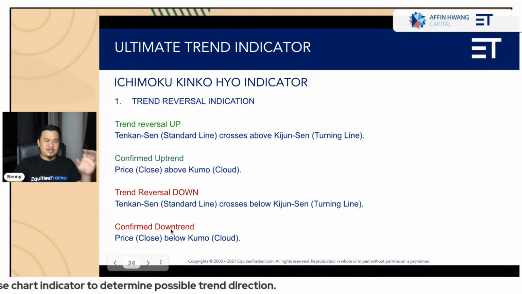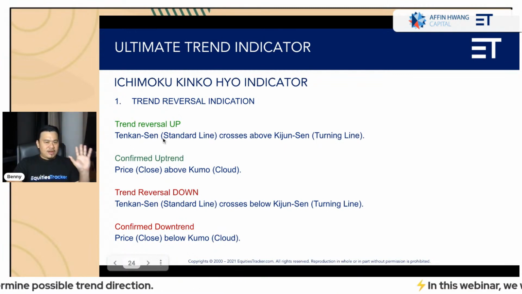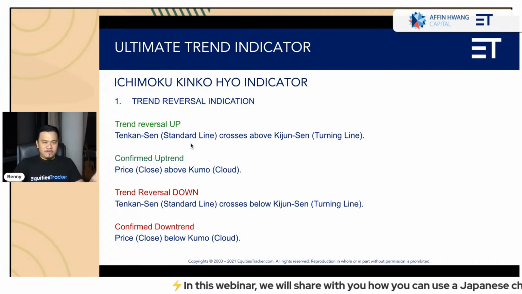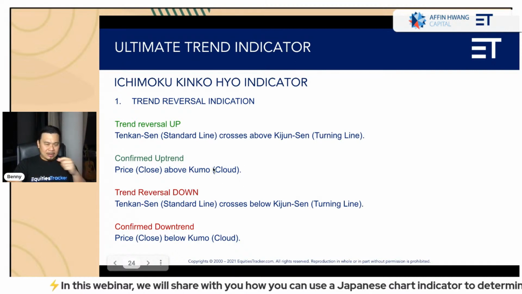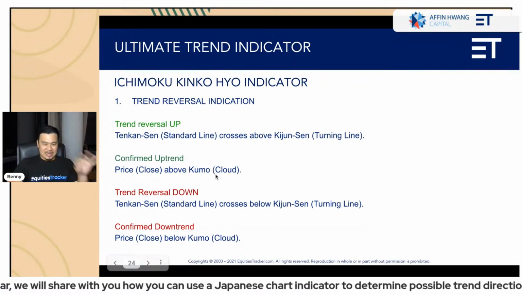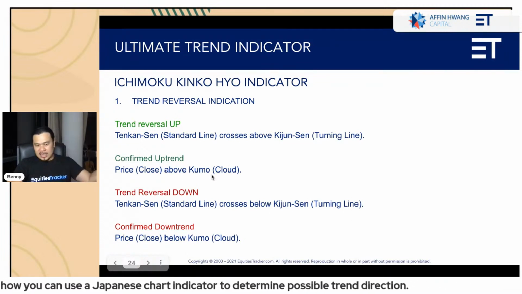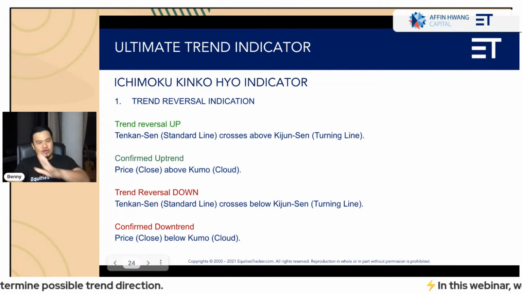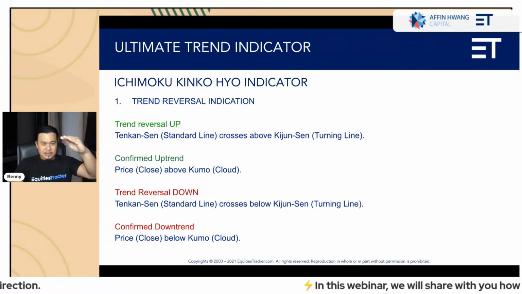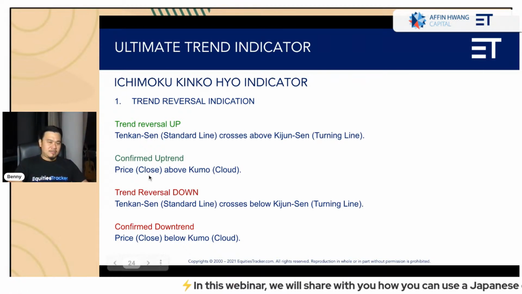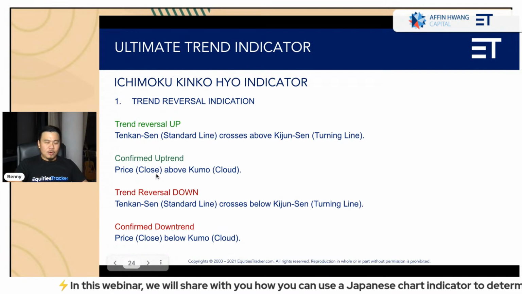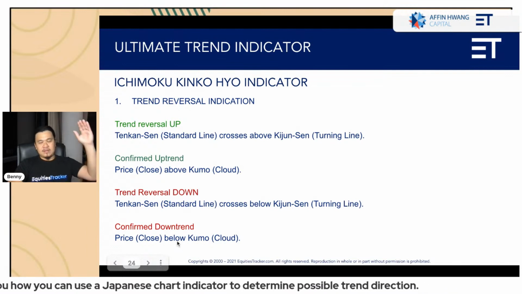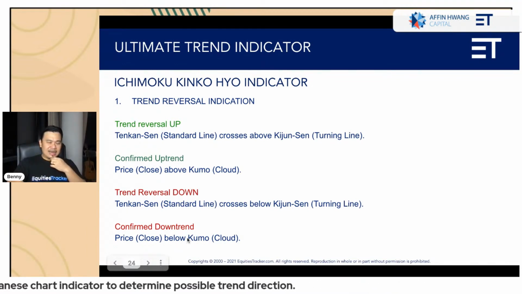But the only difference is this: regardless of whether the standard line crosses above or below the turning line, the confirmation still comes from the cloud. Okay, and remember, the cloud is a derivative of the standard and turning line because it all starts from the standard and turning line. Right? So if let's say we have the standard line crossing above the turning line, but it is still below the cloud, then it is still not a confirmed uptrend. Okay, the uptrend is confirmed only when the price is above the cloud. Same thing with the downtrend, right? If the price is below the cloud, then it's a downtrend.